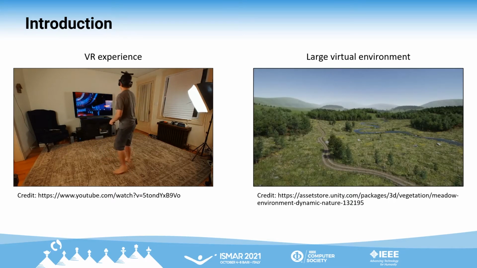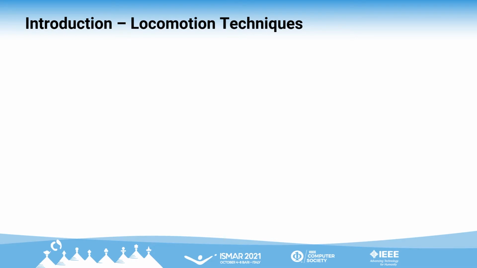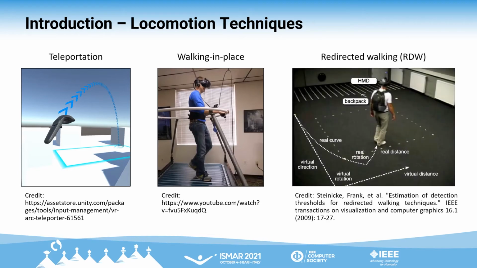However, traveling in a large virtual space can be highly constrained by the limited physical tracking space. Therefore, some effective locomotion techniques such as teleportation, walking in place, and redirected walking were proposed to offer a better VR experience. Among these techniques, RDW can provide a highly natural feeling of walking by introducing imperceptible manipulations to guide the user away from the physical boundaries, which enables users to explore a larger virtual space.